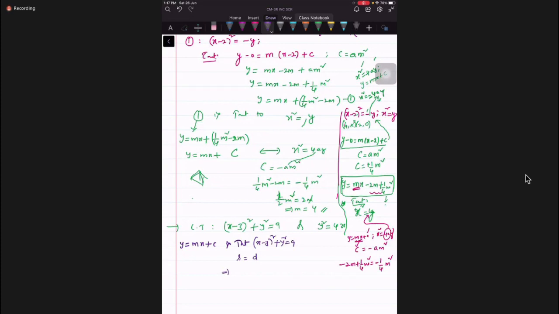Radius is what here? 3, no, students? 3. Yes, sir. Distance from the center. What is the center here? 3, 0. To the line. Tell me what is the answer? 3m plus c, divided by root of 1 plus m square. Understand, students, all of you? Yes, sir. So we got one condition.